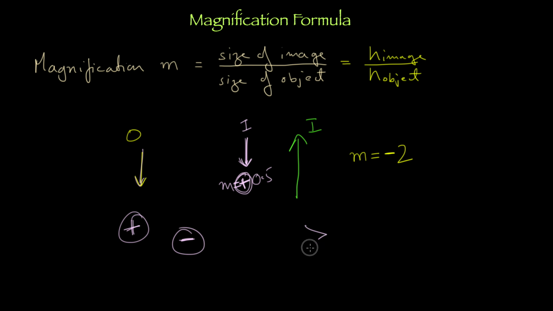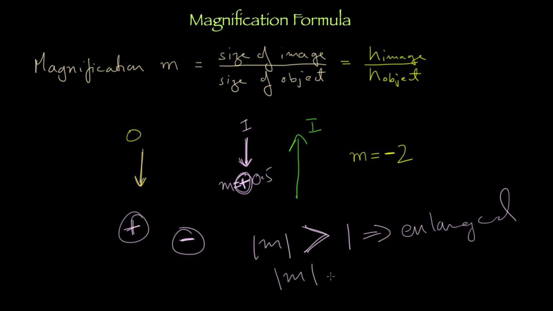What is enlarged? A magnification value greater than one. So I put a mod, whether plus or minus. Greater than one means what? Keep making notes. It implies enlarged. And if the magnification value, mod, which means I'm just taking the absolute value, is less than 1, it means what? And if it is equal to 1, then it's the same size, right?